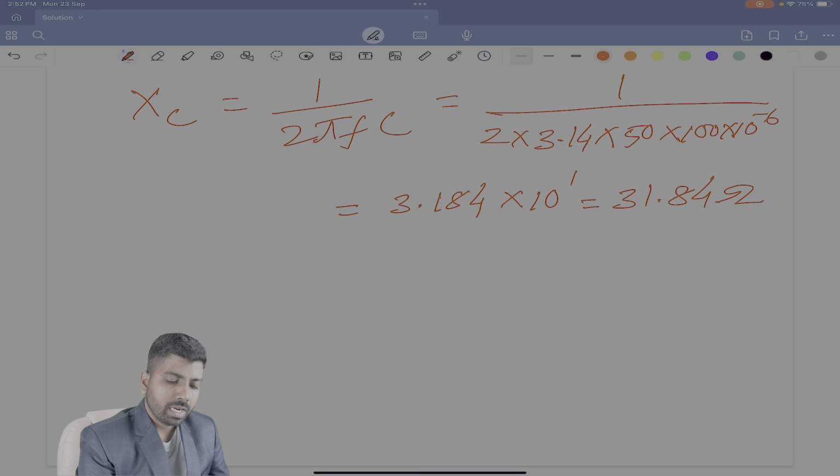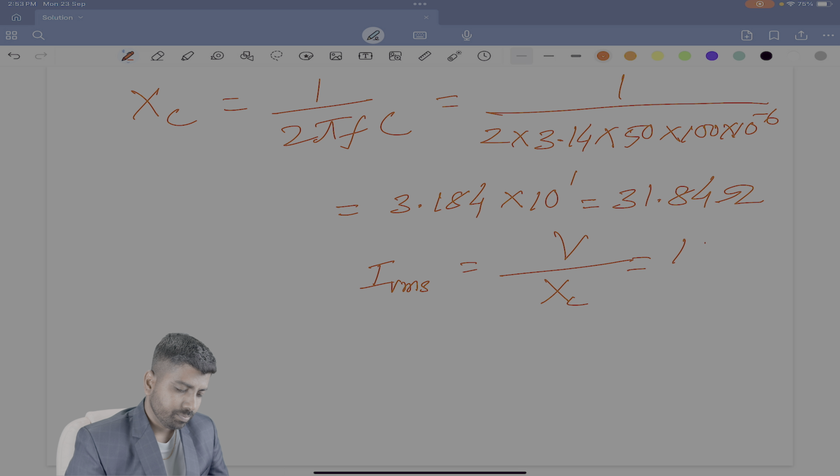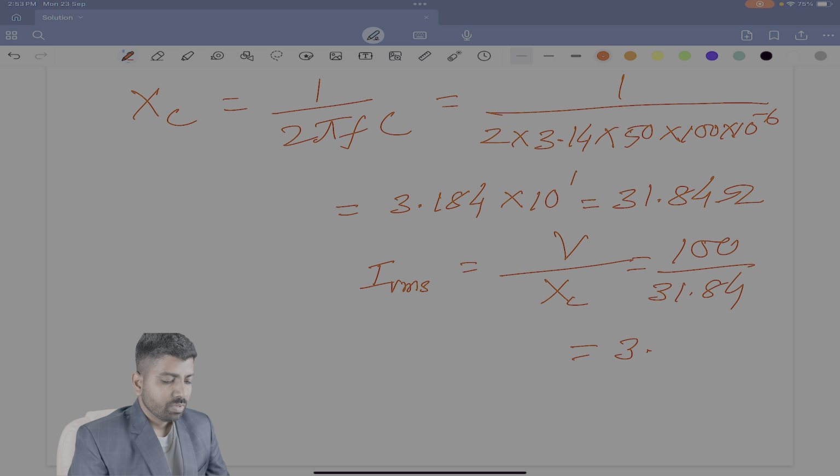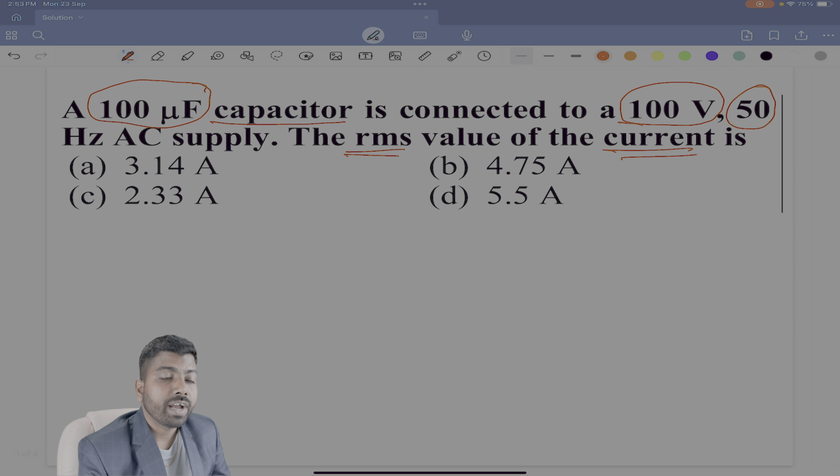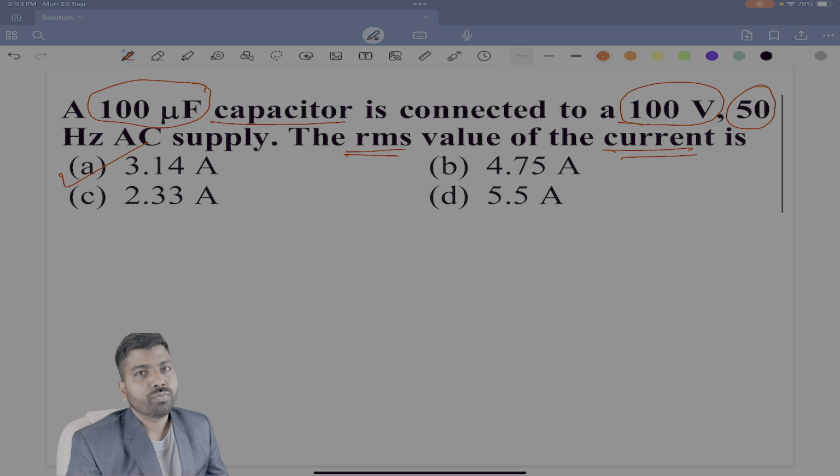Now, all of you know that to find IRMS, IRMS is equal to V divided by impedance. So the potential is given as 100 volt and the impedance is 31.84. After all this dividing, we are getting 3.14 ampere. So this is the answer. Let us check the answer: 3.14. Yes, option A is the right answer.